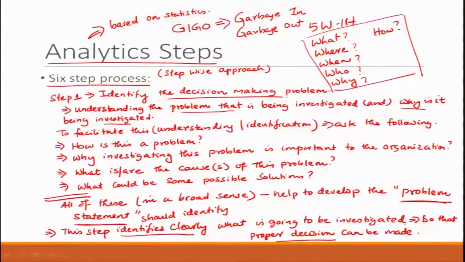So, the first step's aim is to identify the decision making problem. So, understand what problem is being investigated and why it is being investigated. Okay. And then there is a set of questions that will help us develop the problem statement, and once you have the problem statement clearly defined, then proper decisions can be made. Now, we get to the second step, step 2 and step 3.